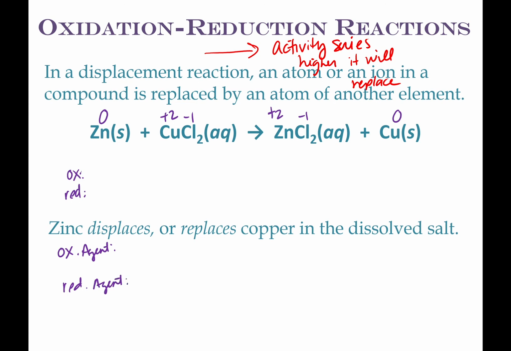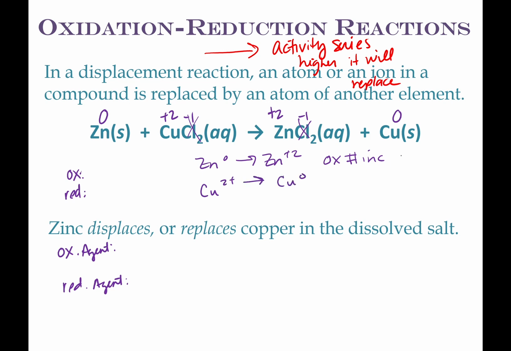So oxidized, let's look at what changed. Chlorine didn't change at all, but zinc went from 0 to zinc +2. So the oxidation number increased. Now look here, copper went from 2+ to copper 0.